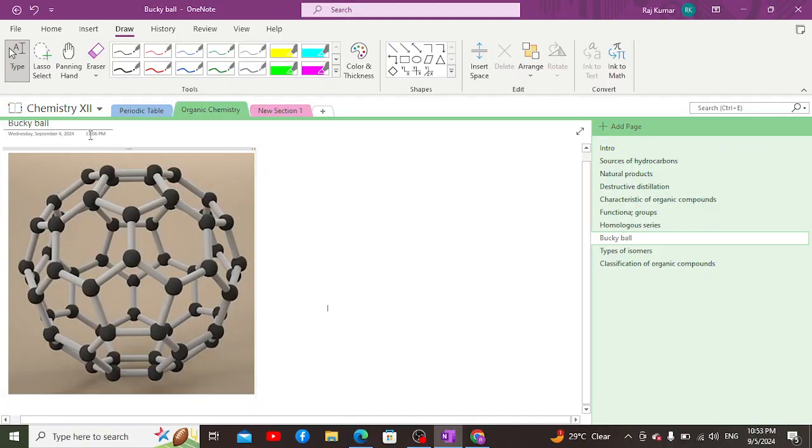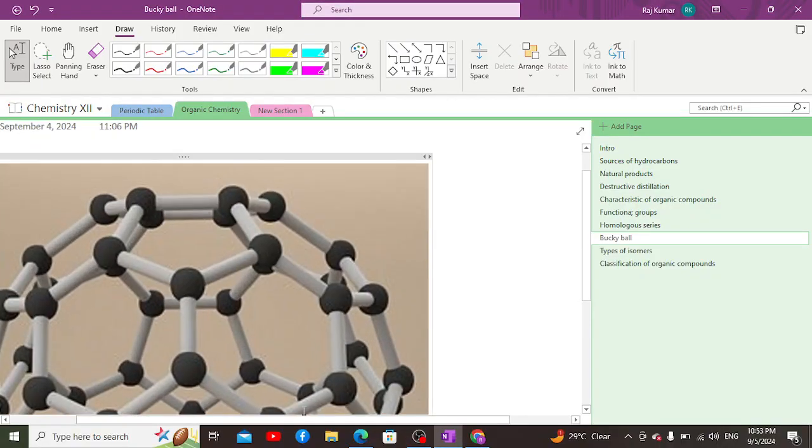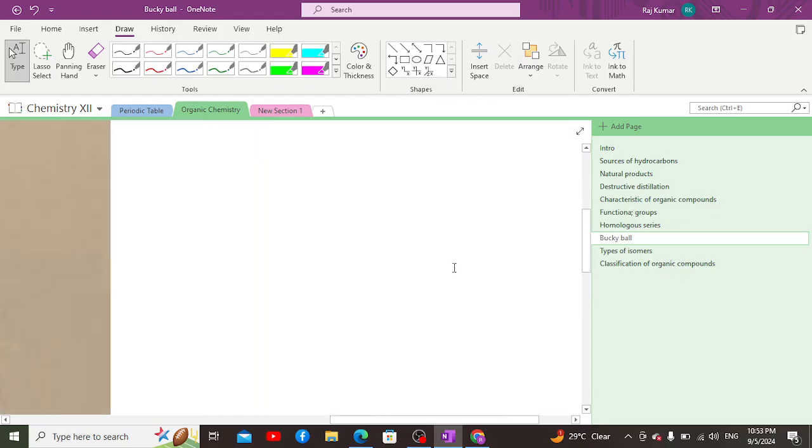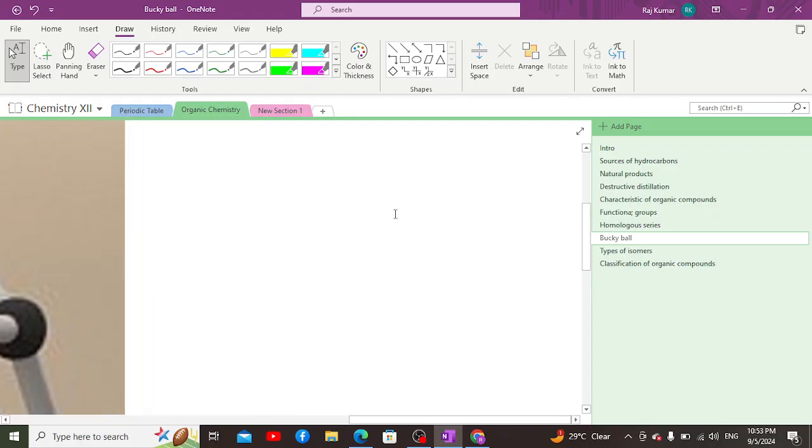Now we are going to discuss our next topic, which is Bucky balls. Bucky balls are basically an allotropic form of carbon, so let us understand the forms of carbon and how many allotropic forms of carbon there are.